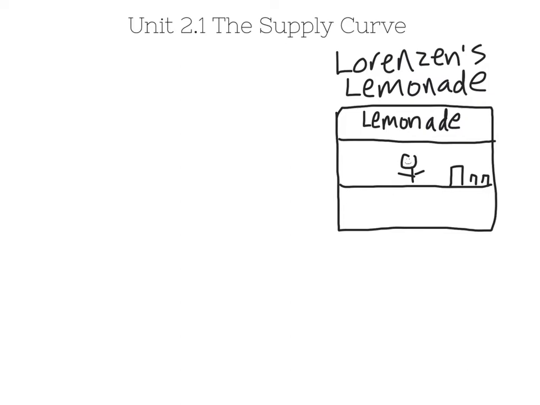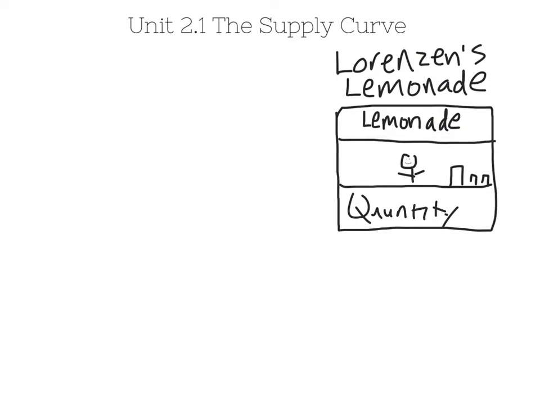All right, so my running example is going to be Lorenzen's Lemonade. And how do we determine just how much is provided? So we're going to talk about a quantity that is provided. And how is that determined? And what happens that would change that quantity that somebody provides?